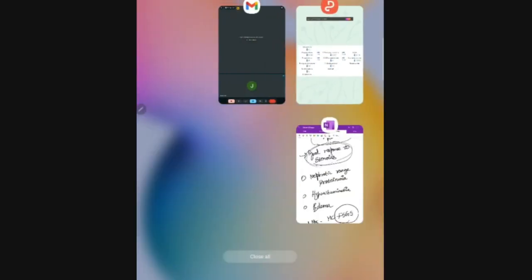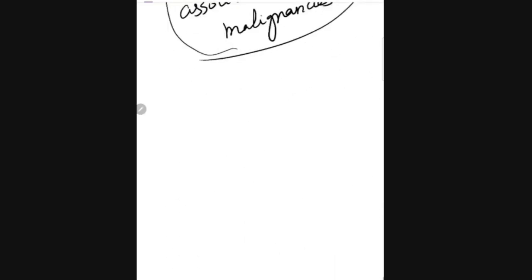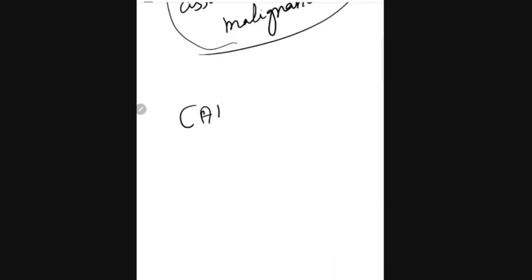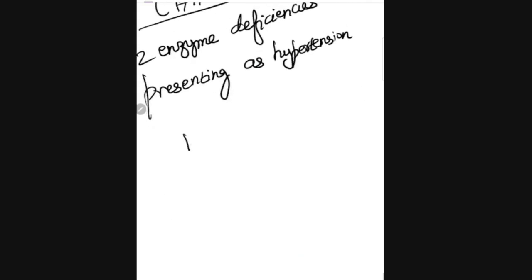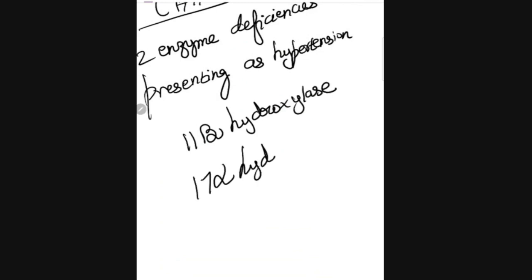So in CAH, two enzyme deficiencies present as hypertension: 11-beta hydroxylase and 17-alpha hydroxylase.